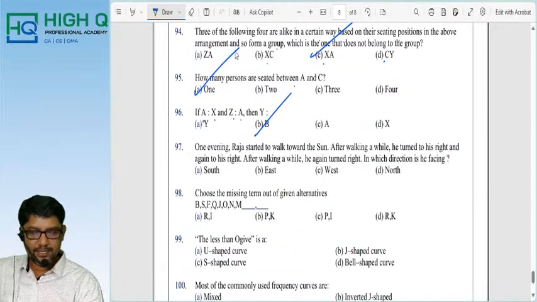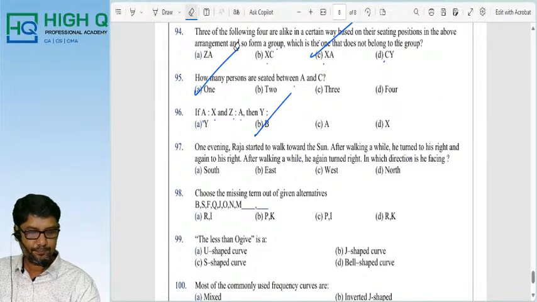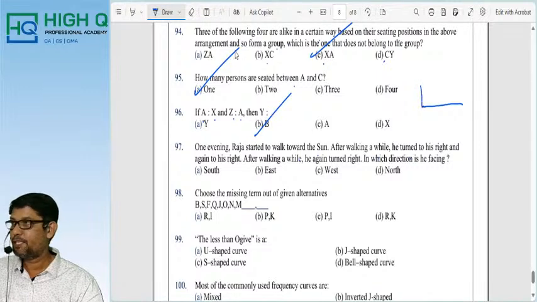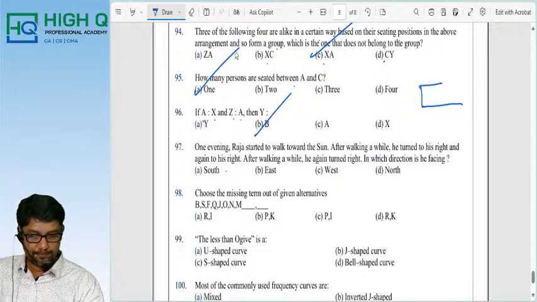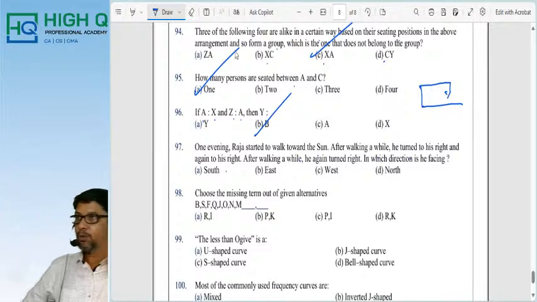One evening, Raja started to walk towards the sun. That means he started towards the west. After walking a while, he turned to his right. That means north. After walking a while, he again turned right. In which direction is he facing now? South direction.